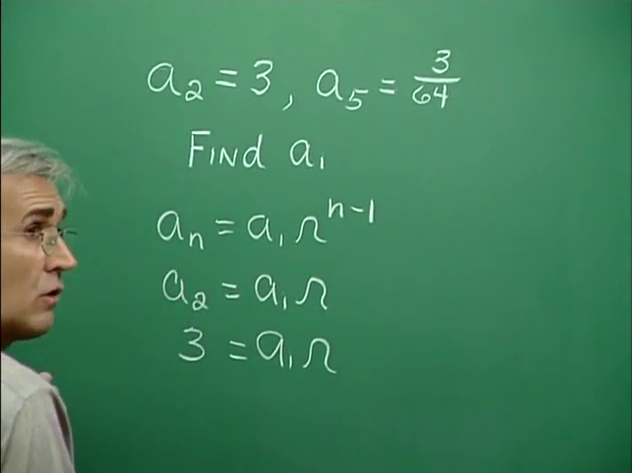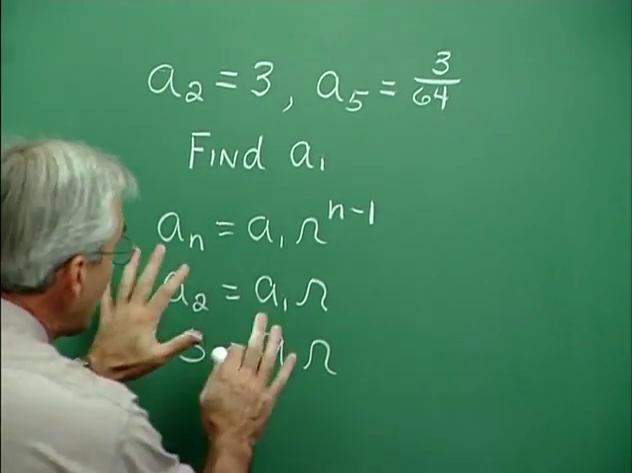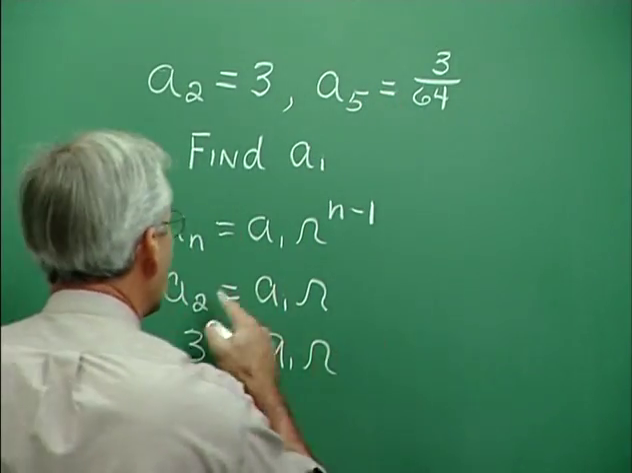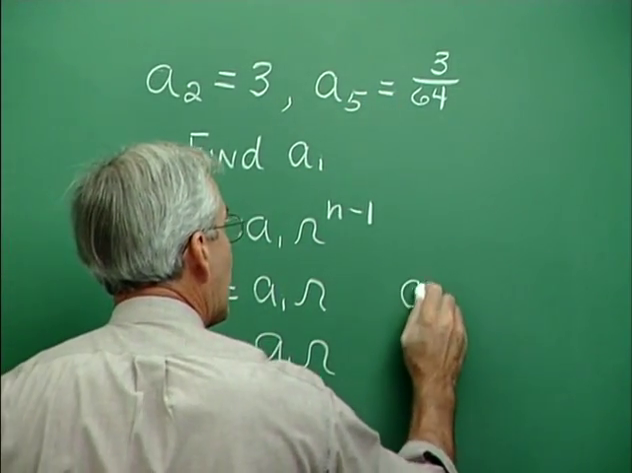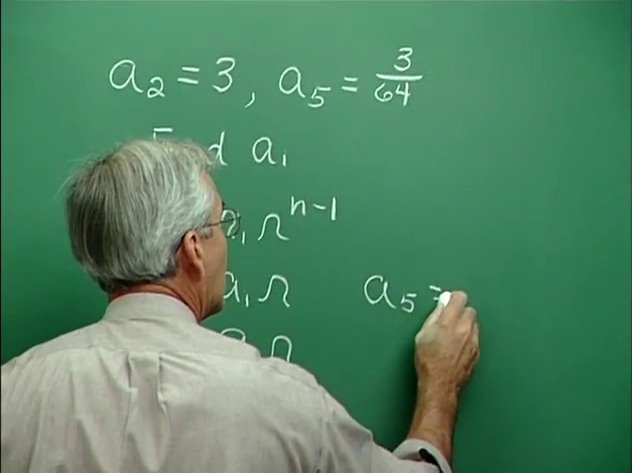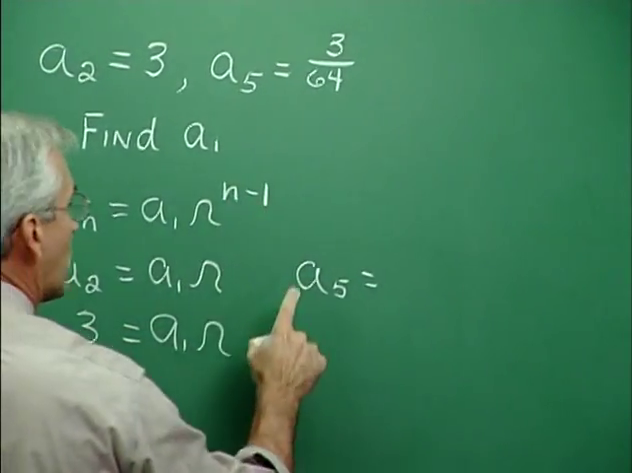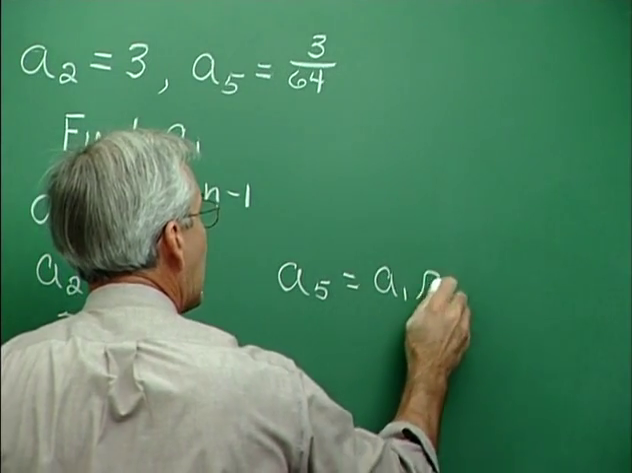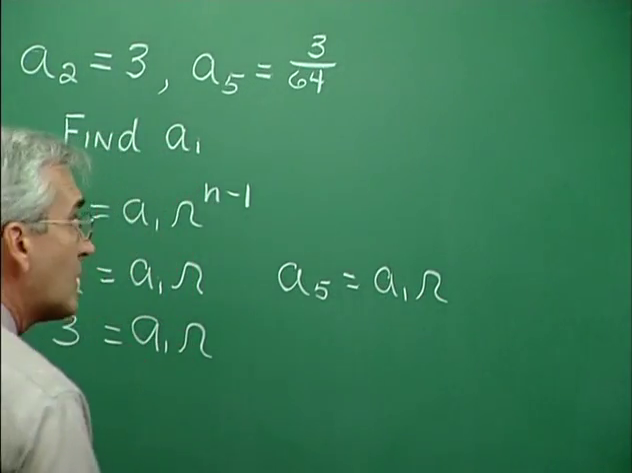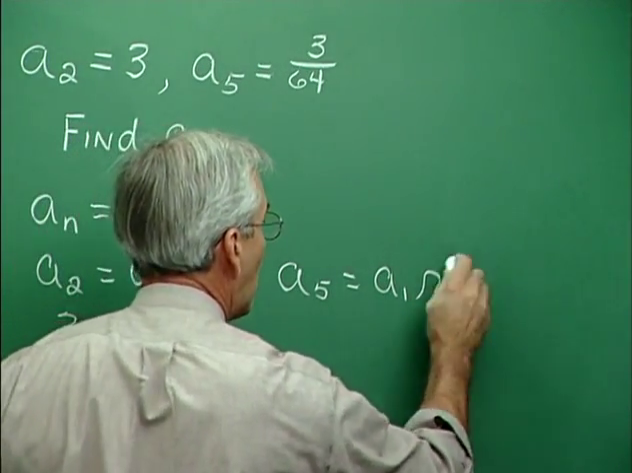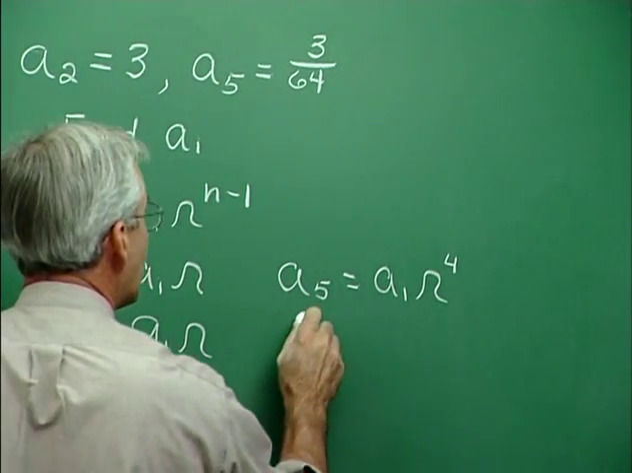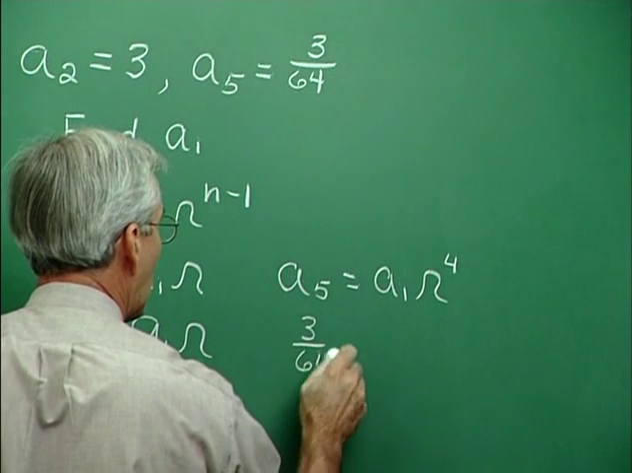That's all that we know so far about this. Now, what information do we have knowing that a sub 5 is that fraction? Well, in a similar way to this situation, if a sub 5 is 3/64, and we know a sub 5 is found by taking a sub 1 and using the common ratio as a factor 5 minus 1 or 4 times. We're given the value of a sub 5 as 3/64.